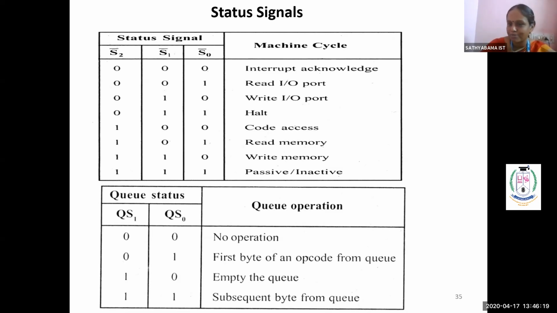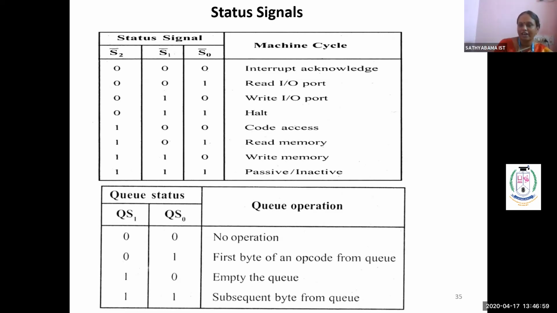So interrupt acknowledgement signal, INTA bar. Read IO port, I told you, IO read bar. Write IO port, IO write bar command. Halt, the halt signal. Code access is nothing but opcode fetch, that is code access. Read memory, memory read bar, write memory bar. Then passive, this is nothing but inactive. So all these 8 machine cycles will be controlled by the status signals S0 bar, S1 bar and S2 bar. Those 3 pins mainly decide what operation has to be carried out in the multiprocessor unit.